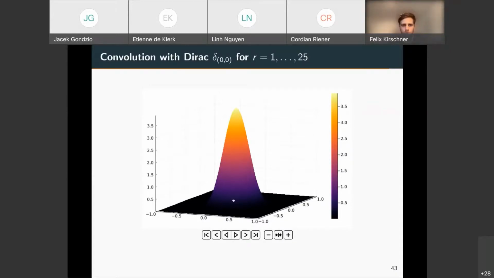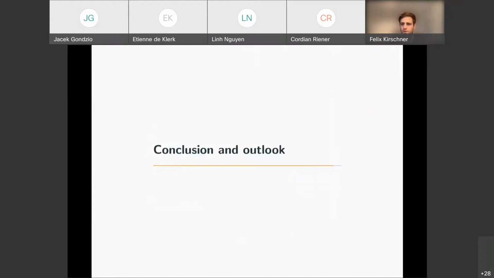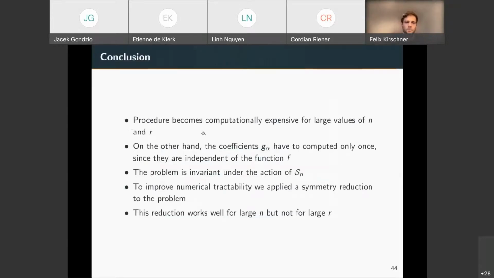So, let me conclude, and after that we have time to maybe answer some questions. The problem basically was that the procedure becomes computationally very expensive for large values of n and r. But on the other hand, the coefficients G alpha have to be computed only once, because they're independent of the function f. Some of you may have noticed that the problem we're considering is invariant under the action of Sn applied to the variables, so we can permute variables without changing anything.